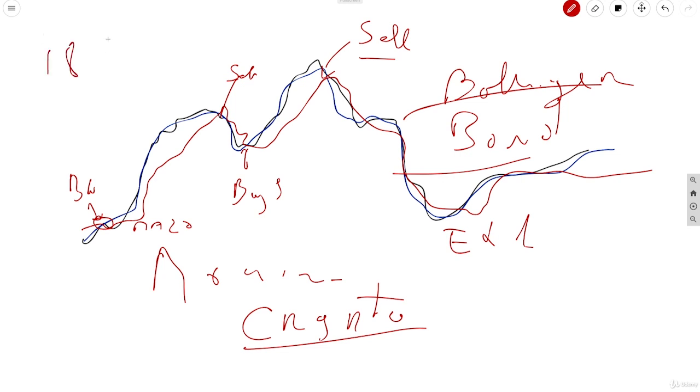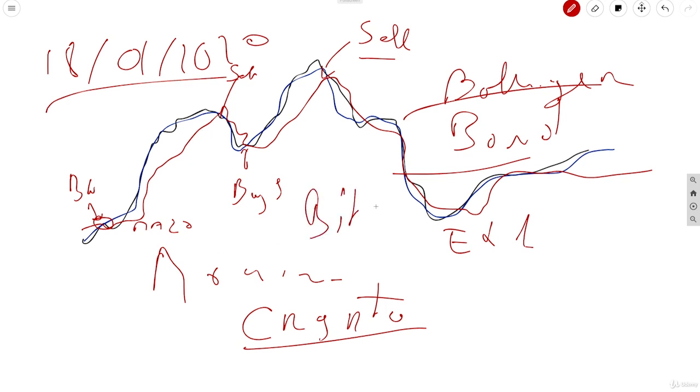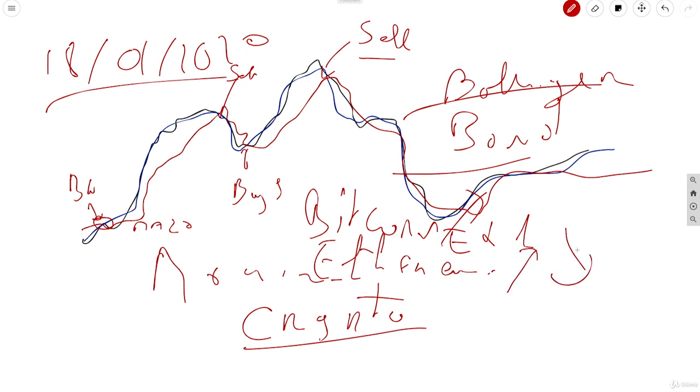Today is the 18th of January 2020, and we are going to use the moving average in order to analyze if the Bitcoin is going to go up or down in the next days. And similarly for the Ethereum, we are going to analyze if the Ethereum is going to go up or down. I hope you are ready, guys, and we can start this video.